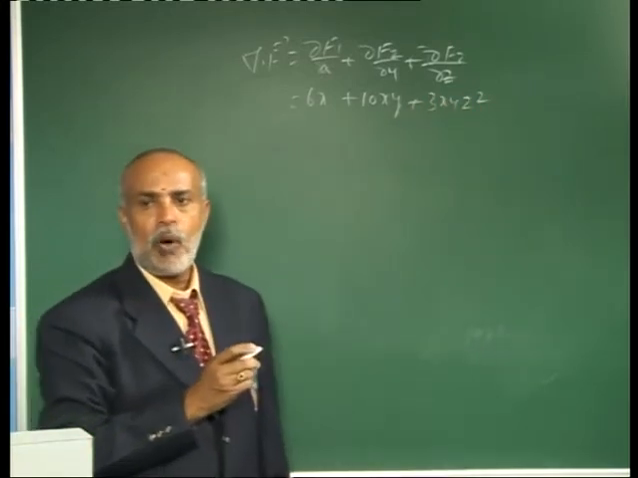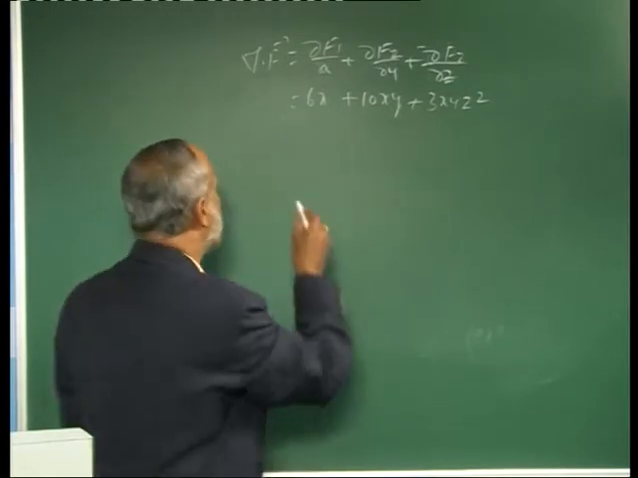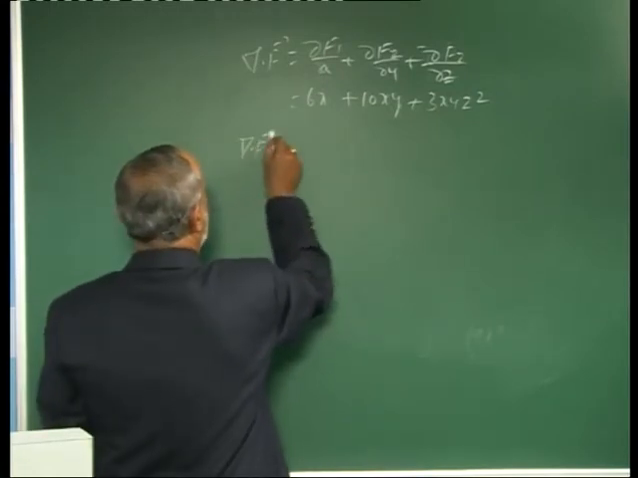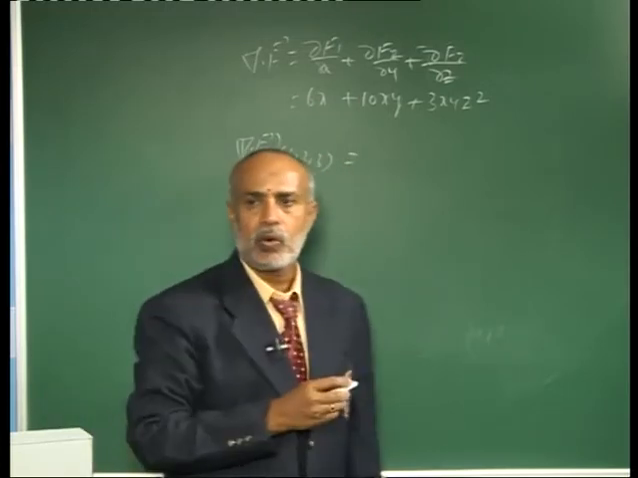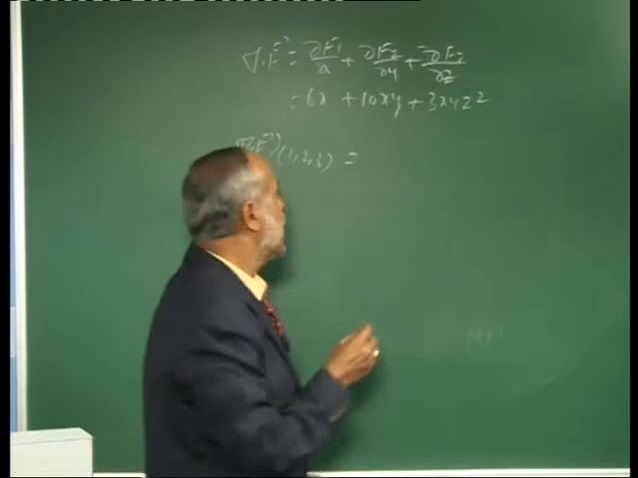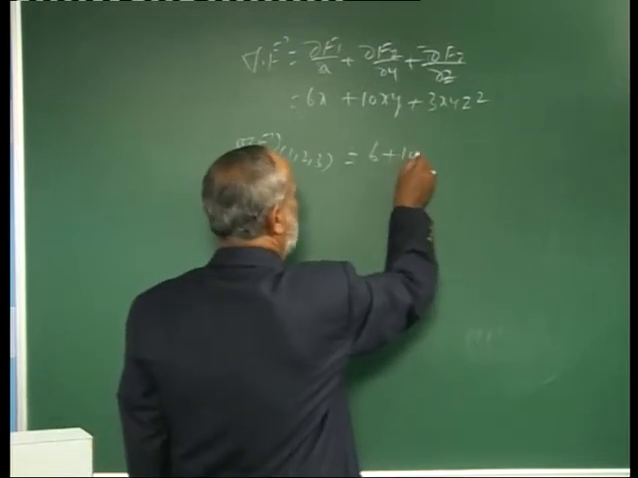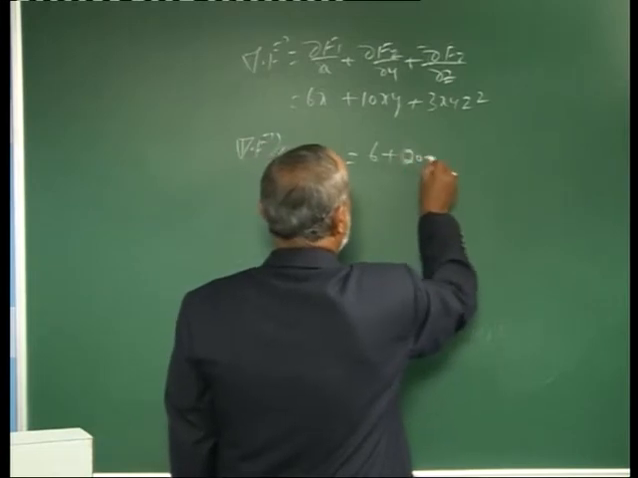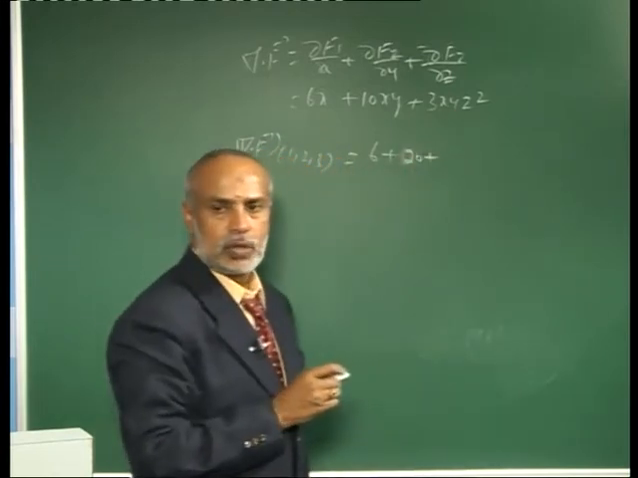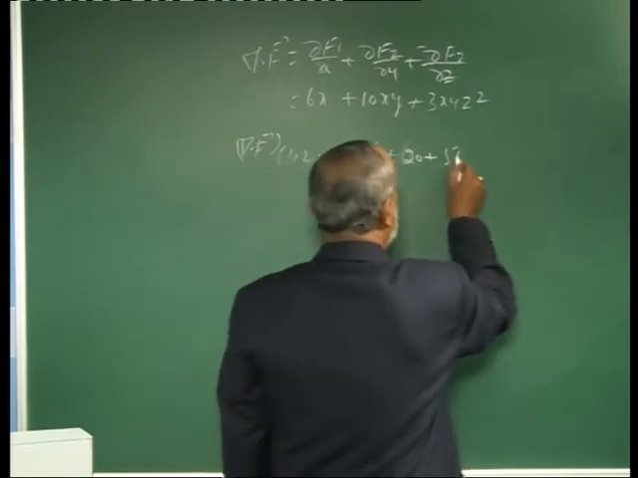of f. At the point (1, 2, 3), you can substitute x equals 1, y equals 2, z equals 3. Then 6 plus 10 plus 10 into 2 is 20, plus, putting x equals 1, y equals 2, z equals 3, that is 54. Then you get 80.